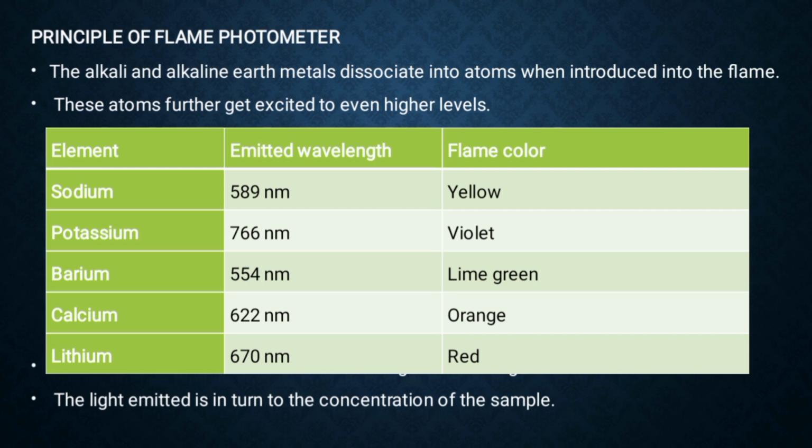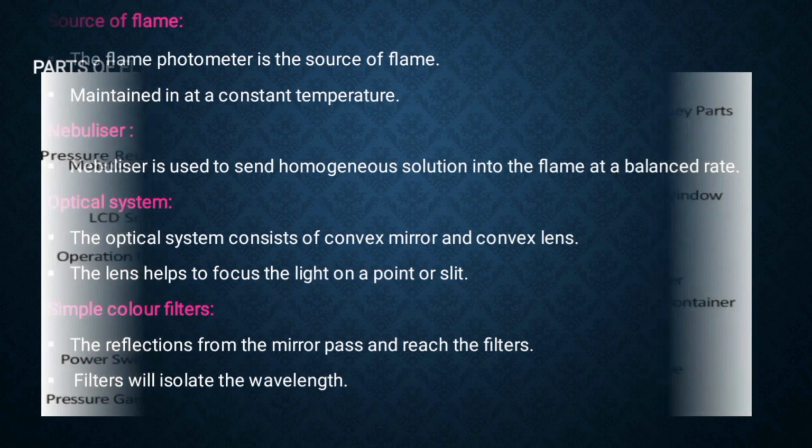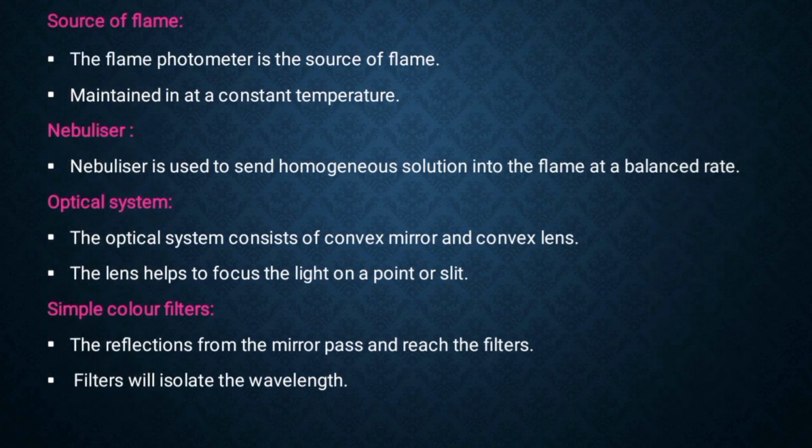Next, we will see the parts of the flame photometer. This is the instrument of the flame photometer. Now we will see how the parts work. The source of flame is the burner in the flame photometer. It can be maintained at a constant temperature. The temperature of the flame is one of the critical factors in the flame photometer.